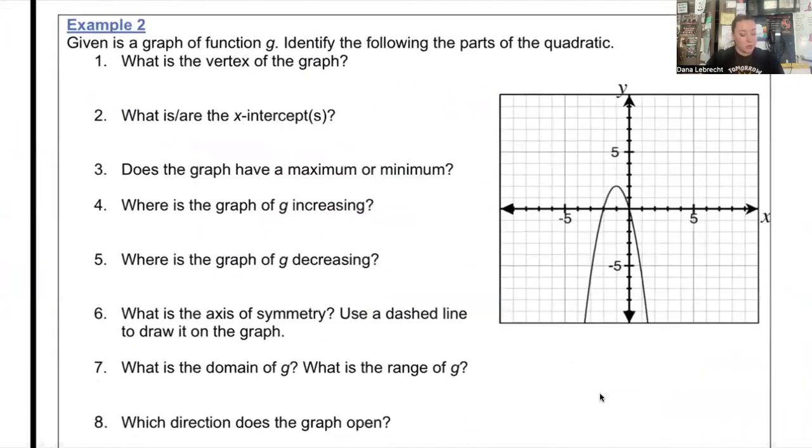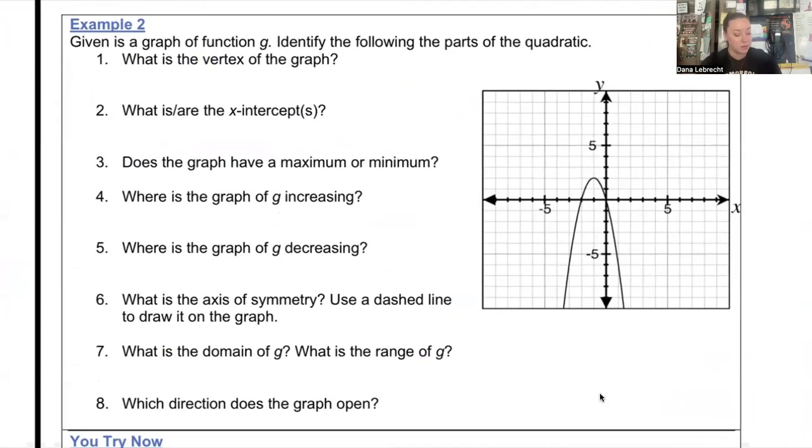So go ahead and go to the next page when you're ready. So here we are given a graph. Okay, we already have our graph here, just like that. Okay, and our first question is, what is the vertex of the graph?